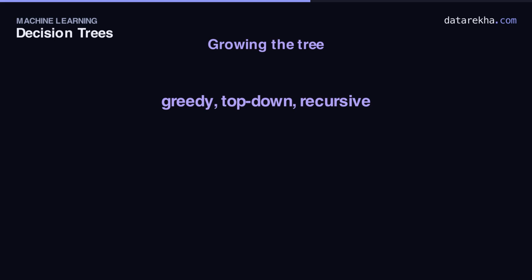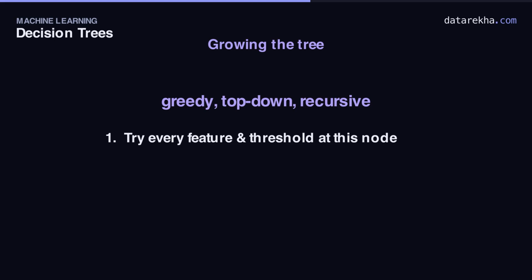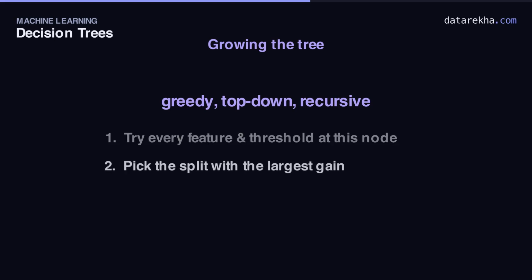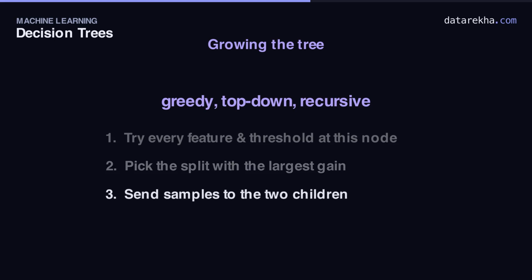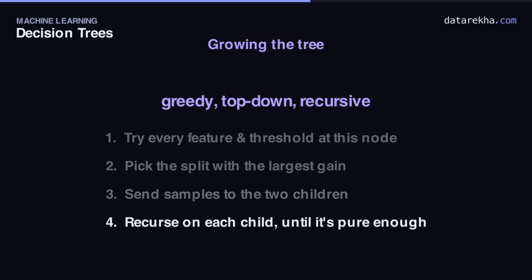With gain in hand, growing a tree is a simple recipe, repeated over and over. At a node, try every feature and every sensible threshold, every candidate question you could ask. Score each by its information gain and keep the single best one. That's the greedy part. The best cut right now, no looking ahead. Split the samples into the two children the winning question defines. Then do the very same thing on each child, again and again, until a node is pure or too small to bother splitting. The tree grows itself.